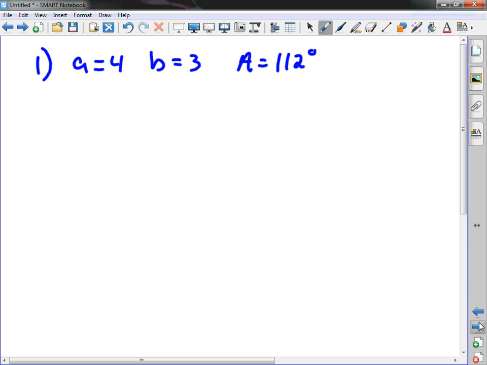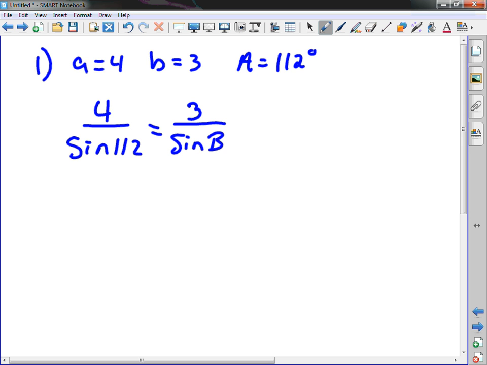So if there's one solution, we can use the law of sines, and we will find B first using the law of sines. And this is all based off of information given in the problem. So as we set up our law of sines, we're going to have to solve this for B, which means we're going to have to use the arcsine at some point to determine this problem. When you set up your relationship, then you cross multiply: 3 sine of 112 is equal to 4 sine of B. And now we have to get B by itself, so we have to divide both sides by 4.